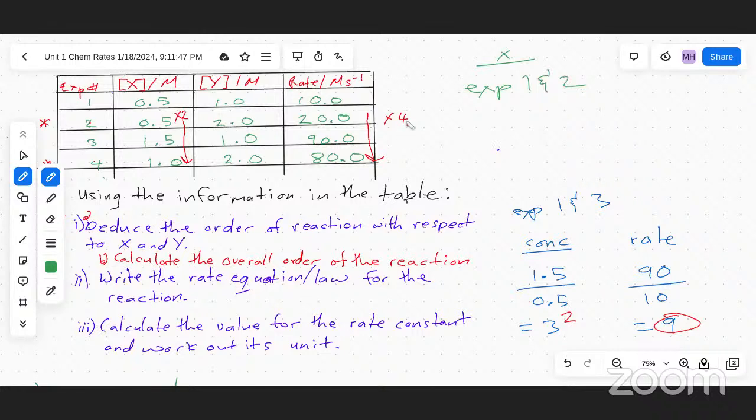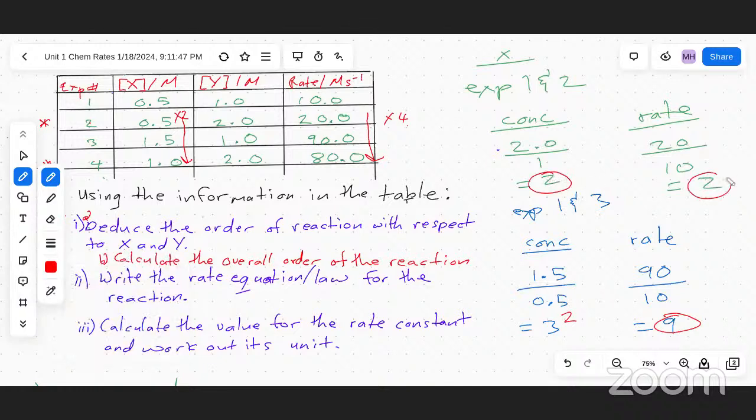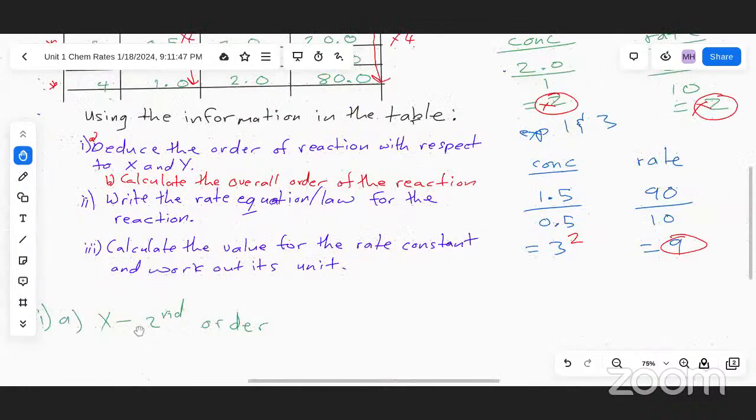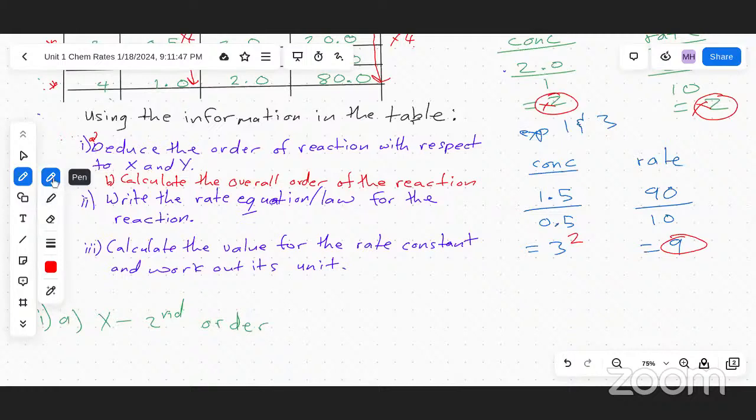For Y, we're using experiments 1 and 2. In terms of concentration, it would be 2 divided by 1, which is equal to 2. And in terms of rate, it would be 20 divided by 10, which is also 2. So in this case, the rate is directly proportional to concentration. Concentration was doubled, the rate also doubled. Good job there. So X was second order, Y is first order.